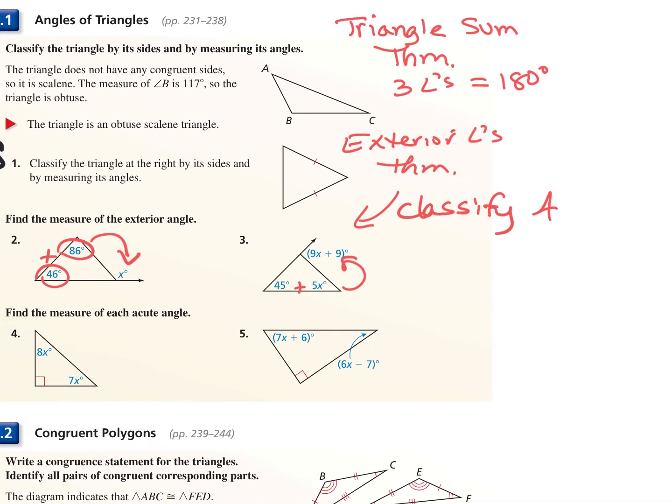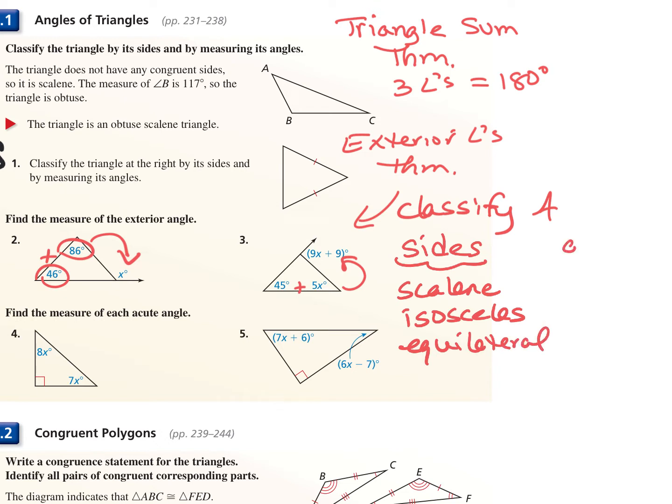So remember, the names for the sides, when you want to name a triangle based on its side lengths: the first one is scalene. And remember, that's when all three sides are different. Then the next one is isosceles. And that's when you have at least two sides the same. And then we also had equilateral.